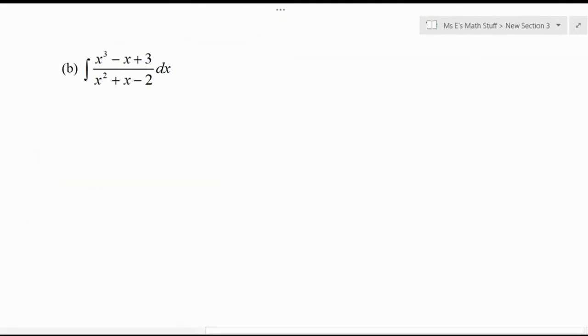For part B, the first thing I want to point out is that this is what's called an improper fraction. You can tell a rational function is improper when the degree of the numerator is not less, I repeat, not less than the degree of the denominator. And so the move in that case is to just use whatever form of division is appropriate. In this case, that would be long division, to write your answer in mixed fraction form.